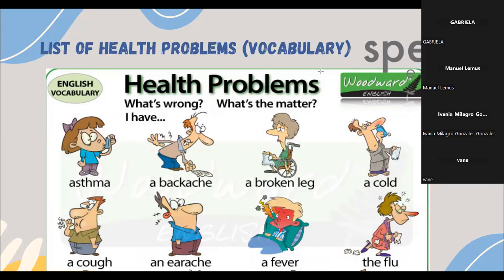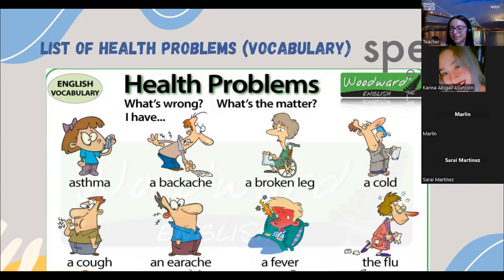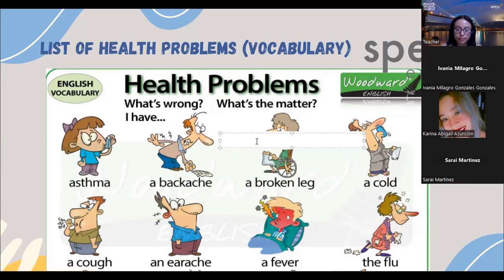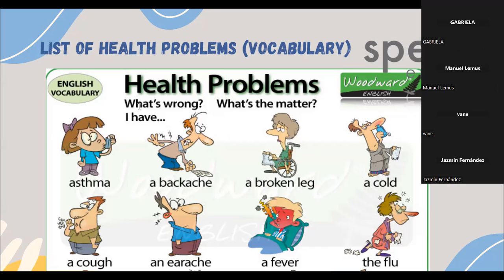Now, let me ask Ivania. Ivania, what's wrong? Give me two examples. I have a broken leg, and I have an earache. Very good. I have a broken leg, or you could say, I have an earache. Very good, Ivania. Amazing examples. So this is how you can respond to these questions, guys. Do you have any doubt, or is everything clear?